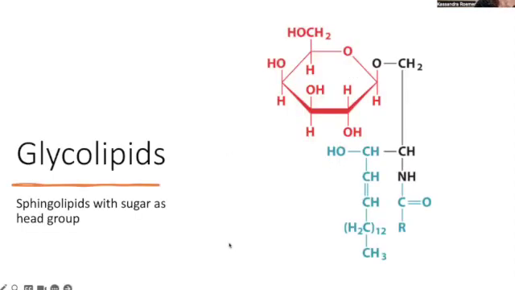Our next category are glycolipids. Those are sphingolipids with 1 fatty acid, and they contain a sugar as a head group. So the structure should look pretty familiar to you guys too, if you look back at Unit 1 with the typical sugar modification.